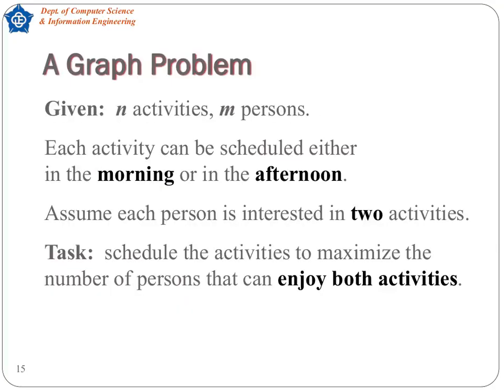Next up, we're presented with an intriguing graph problem. Here, we're given n activities and m persons. Each activity has 2 possible slots, either in the morning or in the afternoon. And here's the catch. Each person is interested in exactly 2 activities. Our core task: we need to schedule these activities strategically to maximize the total number of people who can enjoy both of their preferred activities.